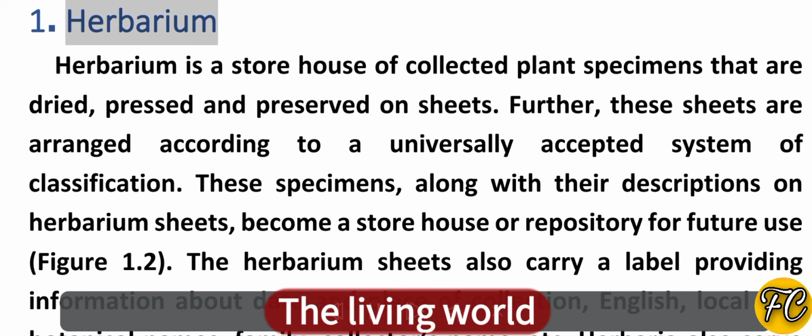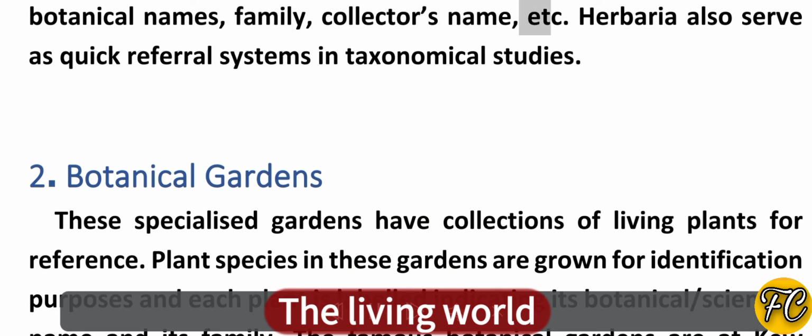1. Herbarium. Herbarium is a storehouse of collected plant specimens that are dried, pressed and preserved on sheets. Further, these sheets are arranged according to a universally accepted system of classification. These specimens, along with their descriptions on herbarium sheets, become a storehouse or repository for future use. Figure 1. The herbarium sheets also carry a label providing information about date and place of collection, English, local and botanical names, family, collector's name, etc. Herbaria also serve as quick referral systems in taxonomical studies.